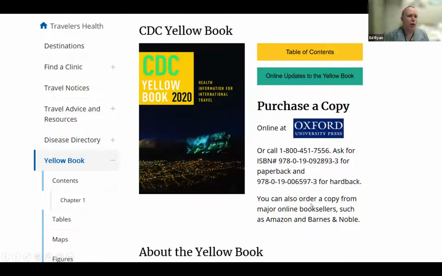All right, so those are the agents. So once again, the workhorses tend to be atovaquone-proguanil, doxycycline, and mefloquine, and chloroquine for certain areas of the world. Well, how do you figure out which drug you want to actually give to somebody?